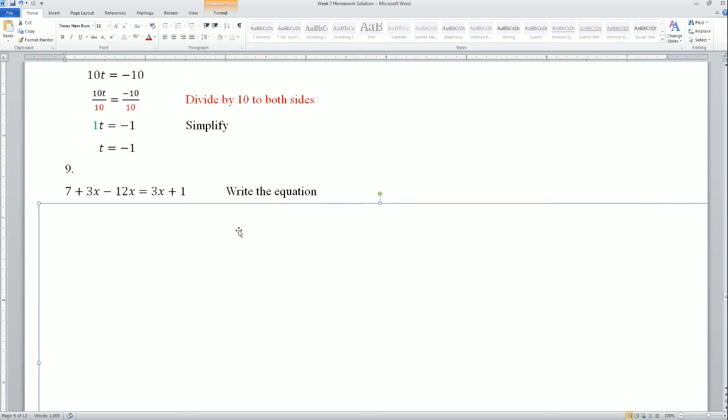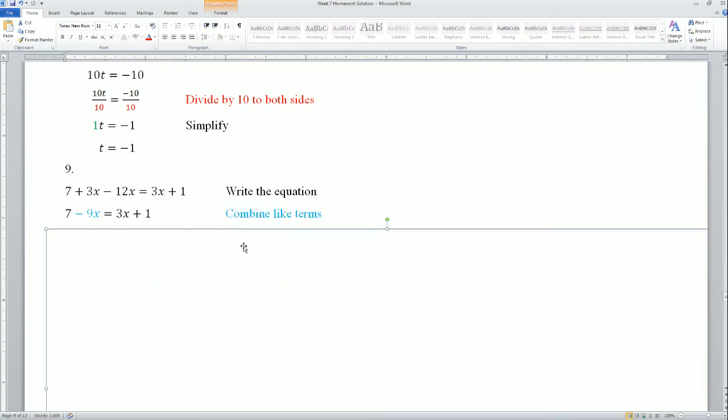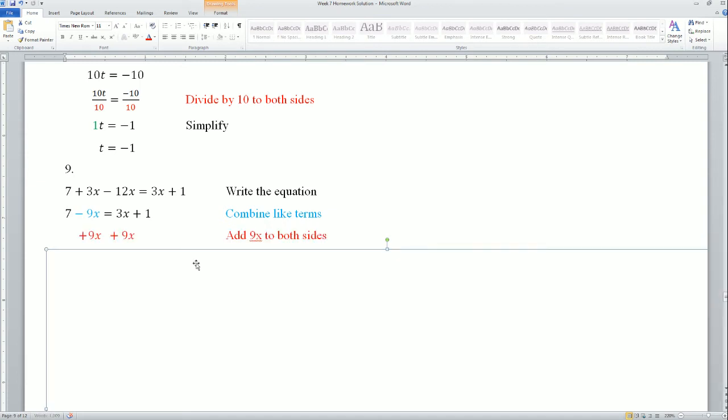Let's do number 9 here: 7 plus 3x minus 12x equals 3x plus 1. Here they ask you to write down the equation as always the first step. Next, you want to combine the like terms. 3x minus 12x is negative 9x. Nothing happens to the 7, so bring that down. Nothing happens to the 3x, nothing happens to the 1, so just bring it straight down.